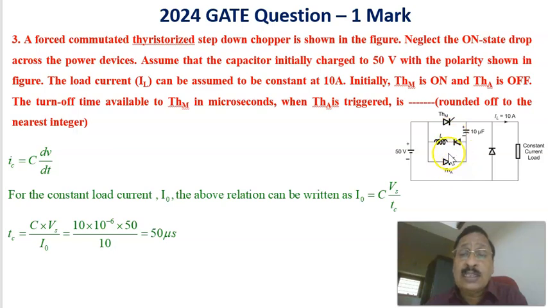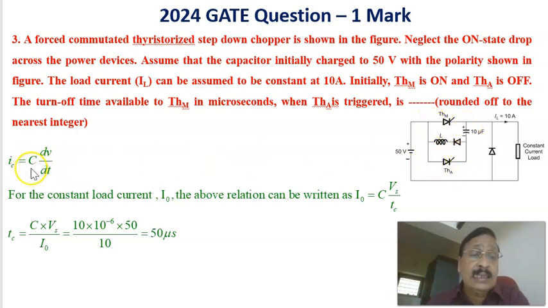Therefore, as and when the auxiliary thyristor is turned on, a reverse voltage will be applied to the main thyristor. That is the way in which it is being commutated. And here, in order to find out the turn off time available to this main thyristor, the basic equation is that IC, the current through the capacitor, is flowing in this path, because as the thyristor turns on, the negative comes here, and the current is flowing in this direction.